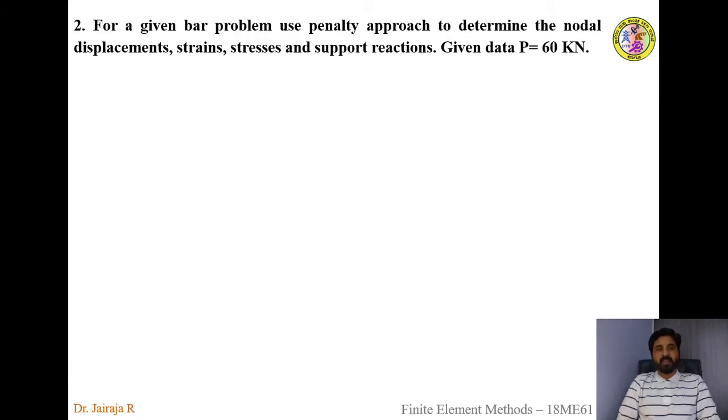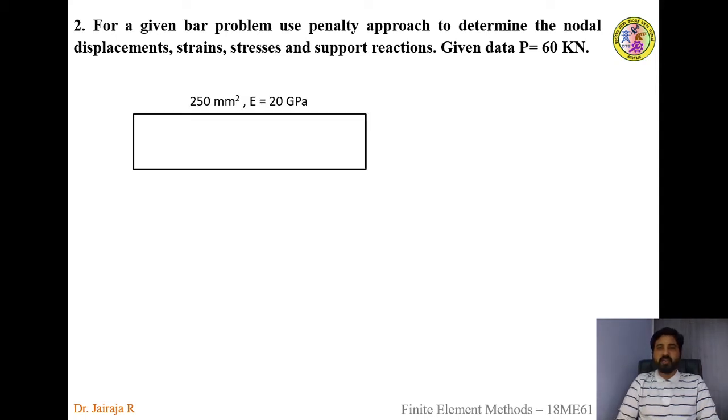Next, the second problem. For a given bar problem, use the penalty approach to determine the nodal displacements, strains, stresses and support reactions. Here the load data is given, P value 60 kilonewton. The area of the bar is 250 mm square and Young's modulus of the bar is 20 gigapascal. Here one end of the bar is fully fixed.